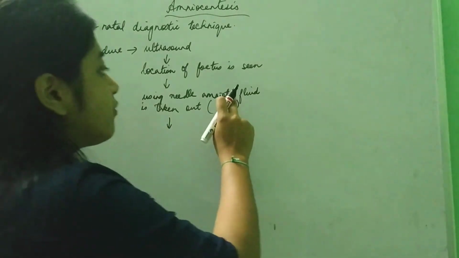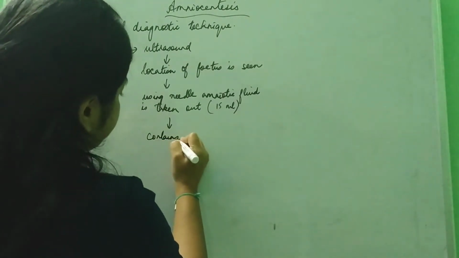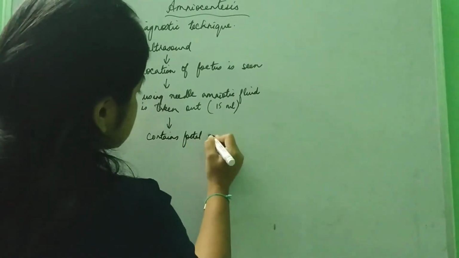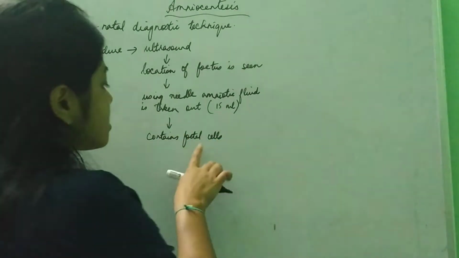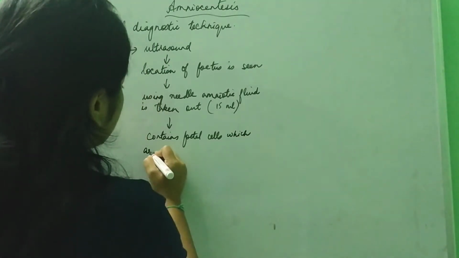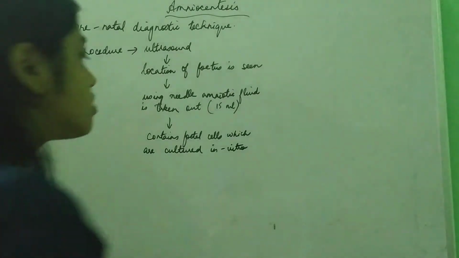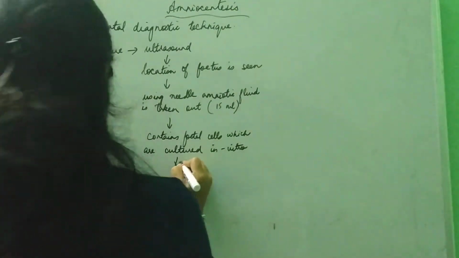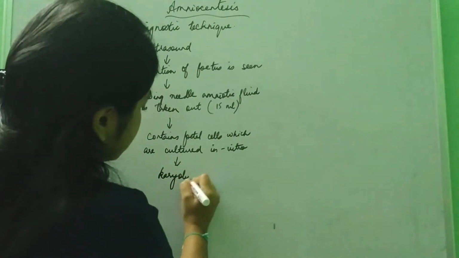This amniotic fluid will contain fetal cells. So this contains some fetal cells. These fetal cells are cultured in vitro, or in the lab. After the cells are cultured, karyotyping is done from that.